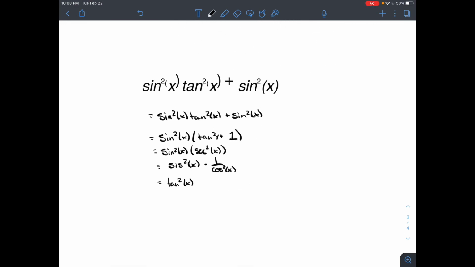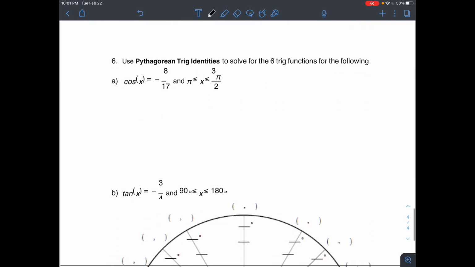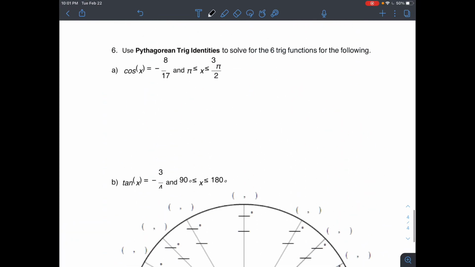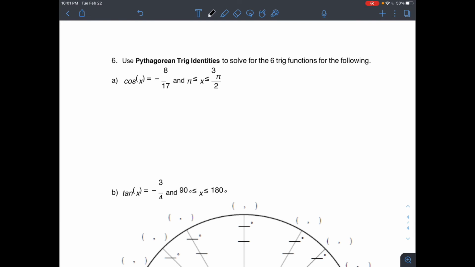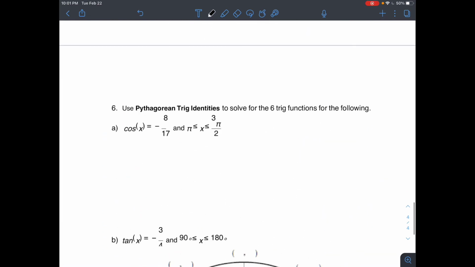Which is interesting, how we start with this tangent squared of x and this other sine and this other sine, and we just end up with tangent squared of x. Interesting. Let us move on. Pythagorean. Oh no, this cut off like half of my problem. I believe there's a pattern to these Pythagorean trig identities and what we have going on, but I don't know what it is. So if you have any questions, go ahead and ask this in class.